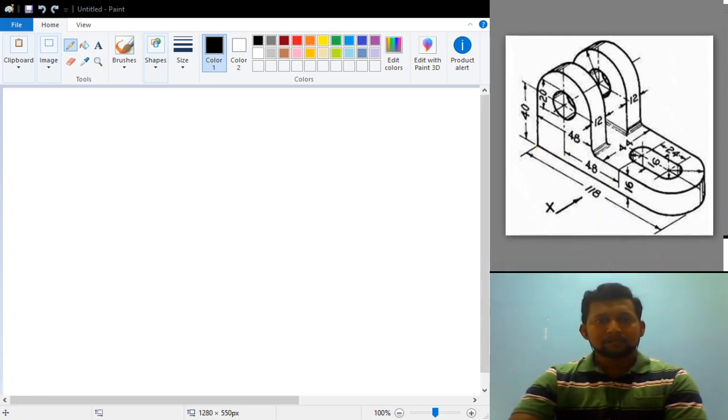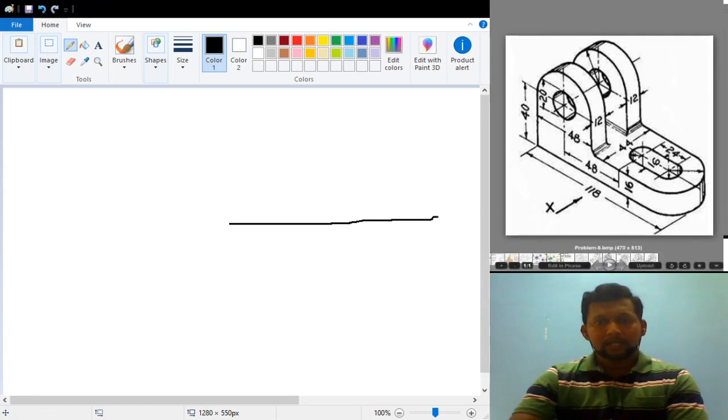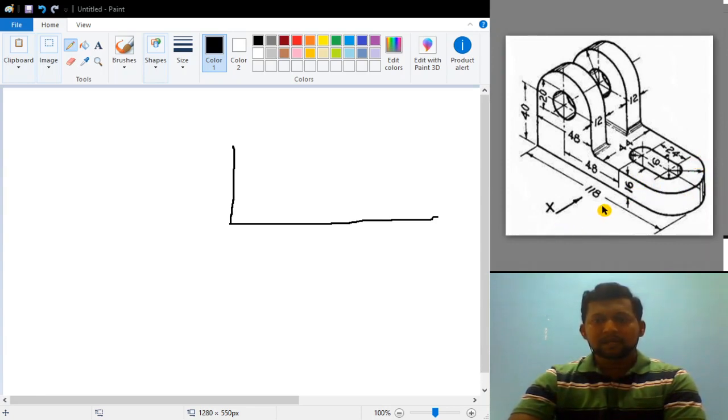From here I am drawing a line of length 118 mm, and from here I am drawing a line of length 40 mm. What is the thickness that you are seeing here? The thickness is nothing but 16 mm. Though it is a semicircular kind of thing, how will it appear in the front view? It should appear like a rectangular block.